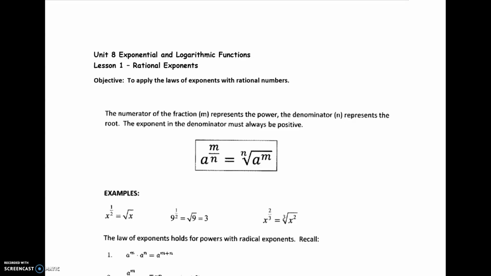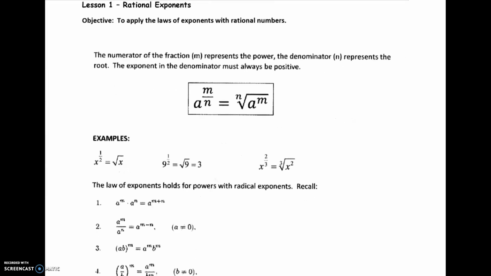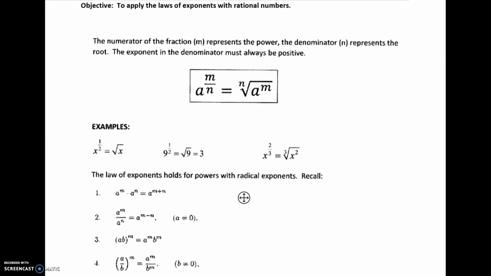You're going to need your note sheet, obviously, to start out, but also if you have your square root chart, it might come in handy as well. So today we're going to apply the laws of exponents with rational numbers. Rational numbers can mean numbers that are in the form of a fraction or a decimal. So just be prepared for that.